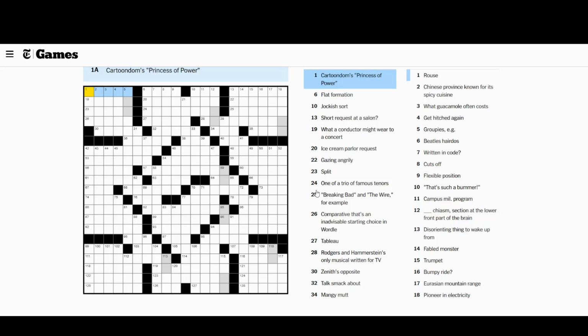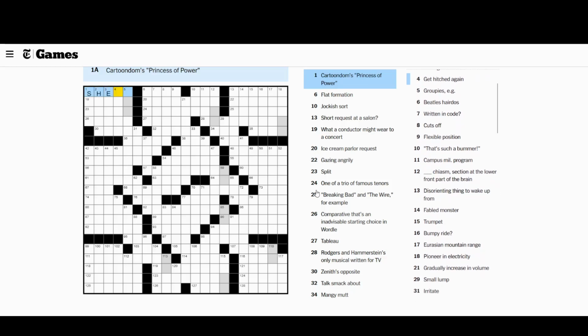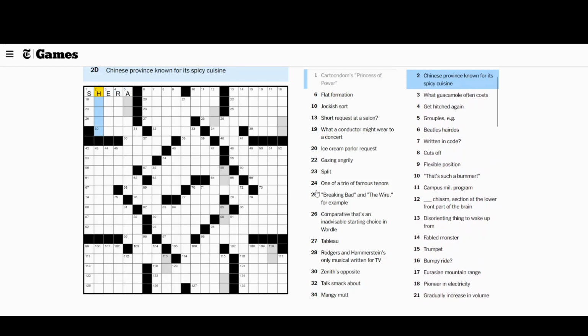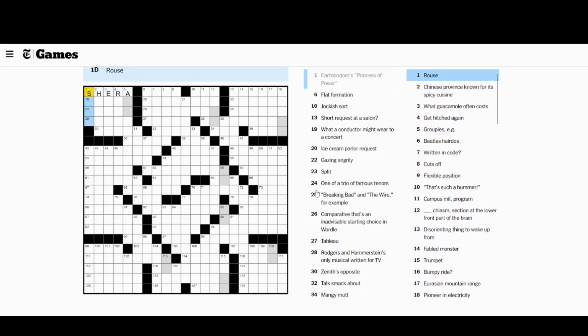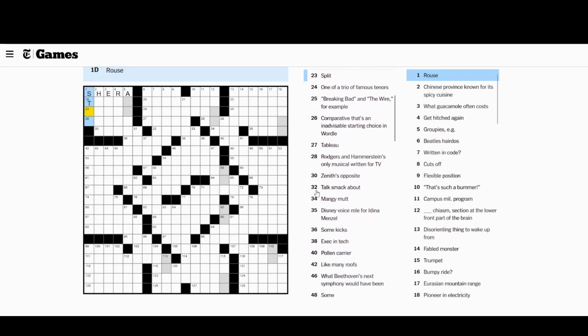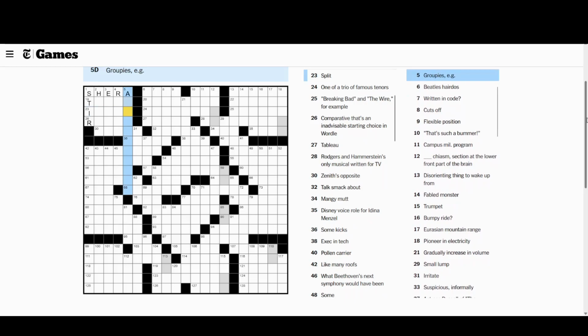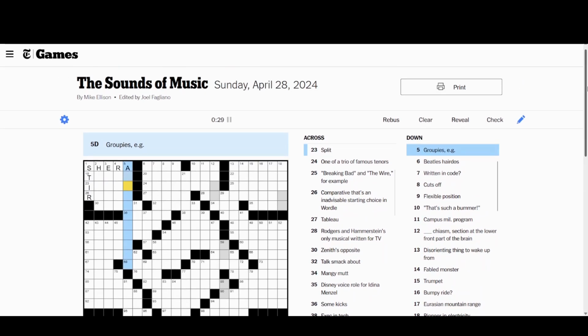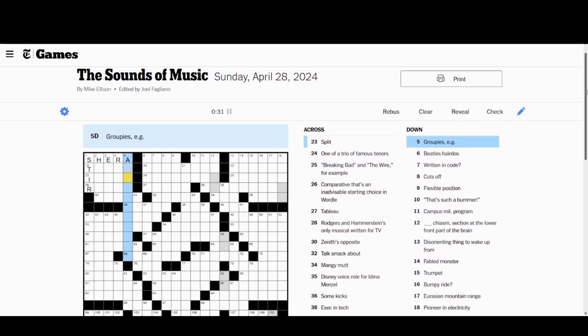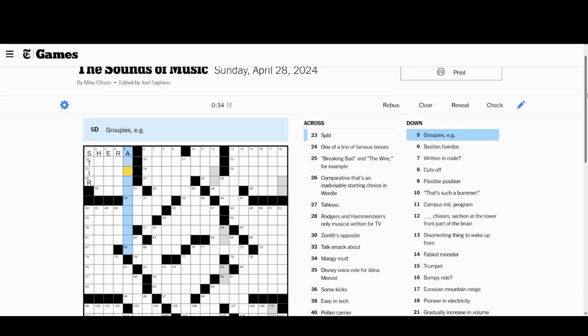Cartoondom's Princess of Power. I think this might be She-Ra? Like, Thundercats, maybe? Chinese province? I don't know. Rouse could be Stir. The Sounds of Music is the title of this puzzle.